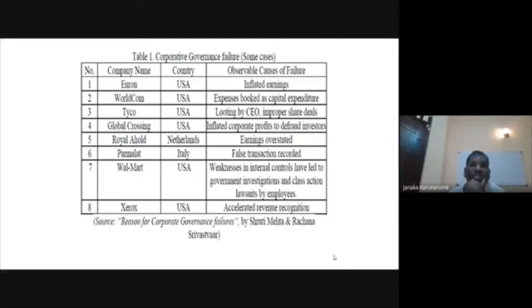WorldCom expenses were booked as capital expenditure, so that again earnings are inflated. So no one, even the CFO, engaged in proper practices. No one has been able to check those things. Tyco, again, looting by the CEO, improper share deals, improper management by the CEO, and he himself has engaged in fraudulent deals due to maybe lack of controls.